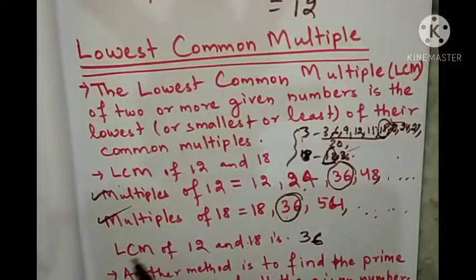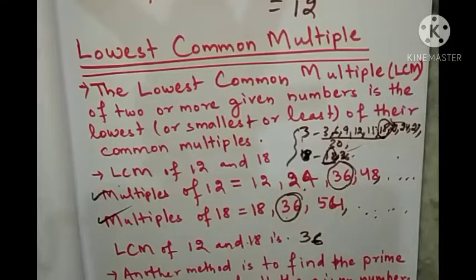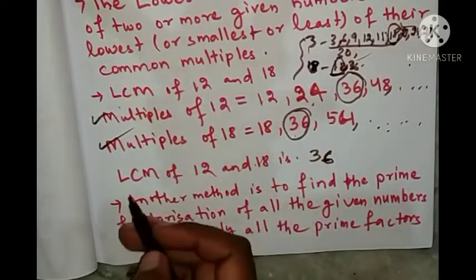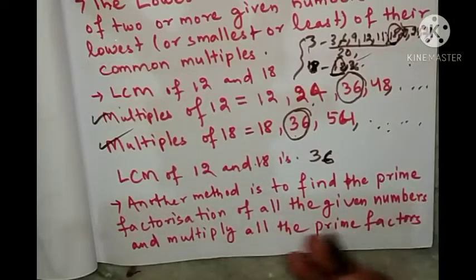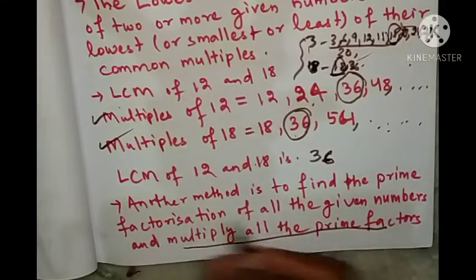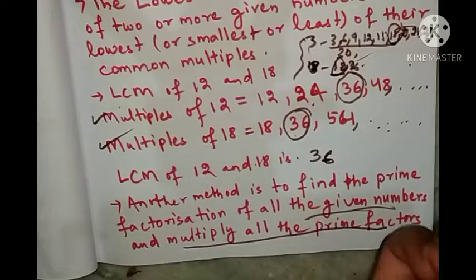That's why we use another process to find the lowest common multiple, that is prime factorization, like we have done in HCF. Another method is to find the prime factorization of all given numbers and multiply all the prime factors. So you have to find the prime factorization of the given numbers.